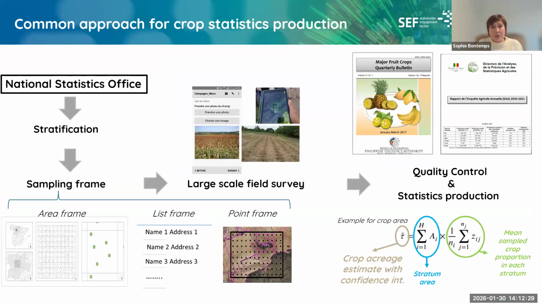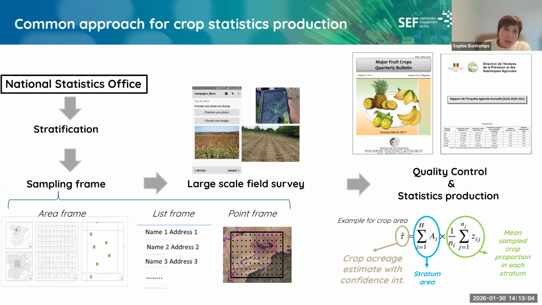So this is the common approach without EO for crop statistic production. I will not be very long on these slides because probably you know it much better than me. But basically, the way crop statistics are estimated without EO is that a survey is designed, which can be an area frame, list frame, or point frame. Enumerators go to the field, or farmers answer electronic forms, and the data that have been collected are quality controlled, discussed and interpreted at the office, and then the statistics are published.